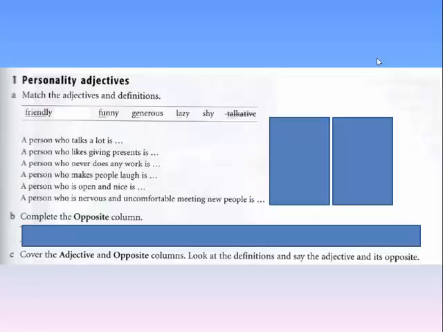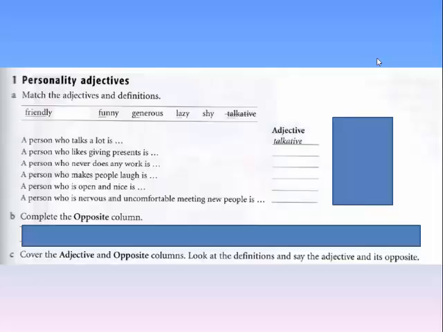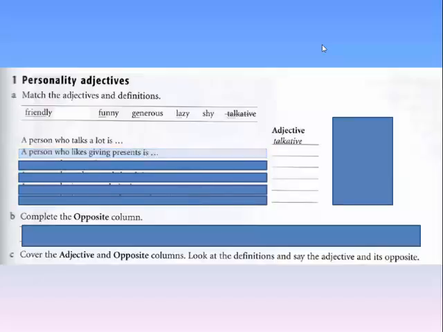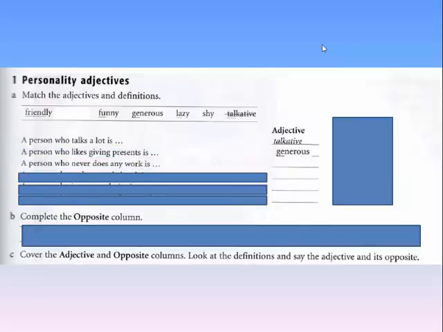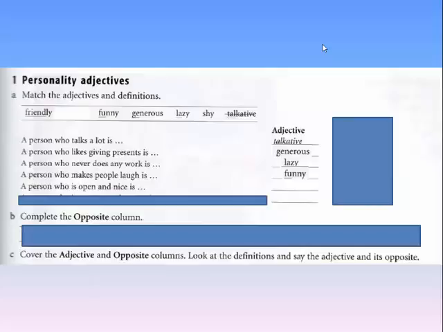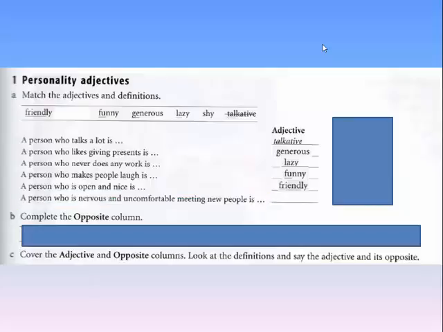So, a person who talks a lot is talkative. A person who likes giving presents is generous. A person who never does any work is lazy. A person who makes people laugh is funny. A person who is open and nice is friendly. And a person who is nervous and uncomfortable meeting new people is shy. And now let's work on the opposites.